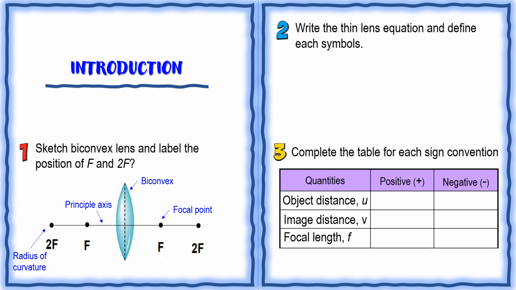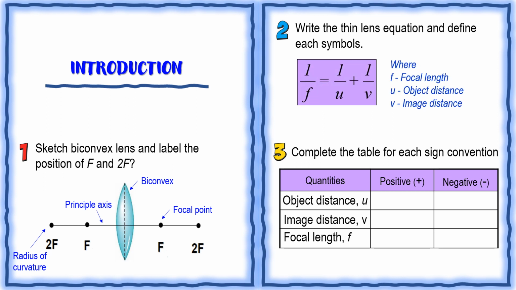For question number 2, write down the thin lens equation and define each symbol. So the thin lens equation is 1/F = 1/U + 1/V, where F is the focal length, U is the object distance, and V is the image distance.